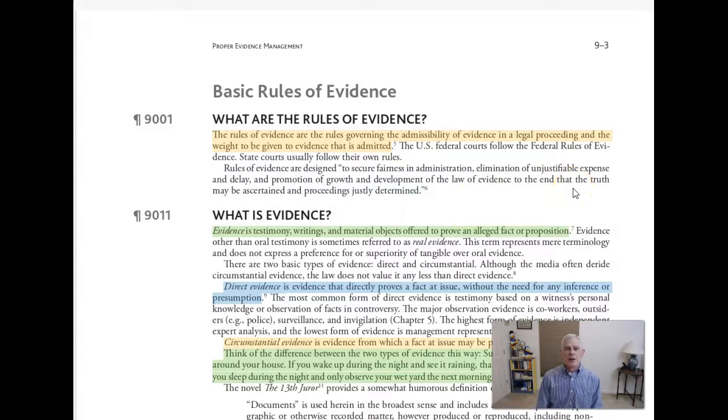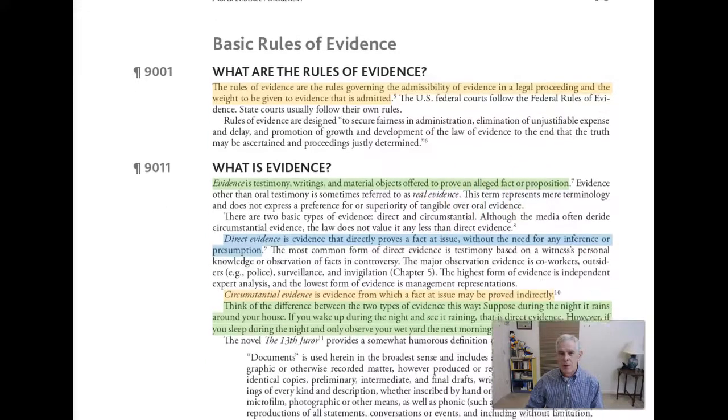What are the rules of evidence? Well, there are rules in the federal court system, federal rules of evidence, that will explain about evidence, what can be admitted, what has to be left out, and so forth. But first of all, let's talk about what is evidence. So you can see down here in the green, and you probably already know this, but evidence is testimony, writings, and material objects offered to prove an alleged fact or proposition.